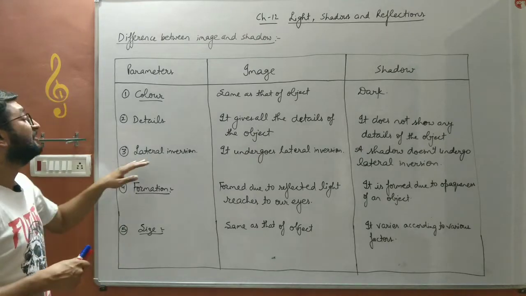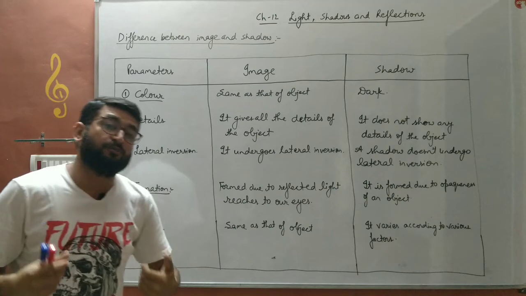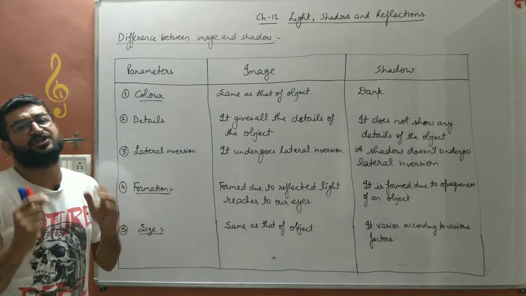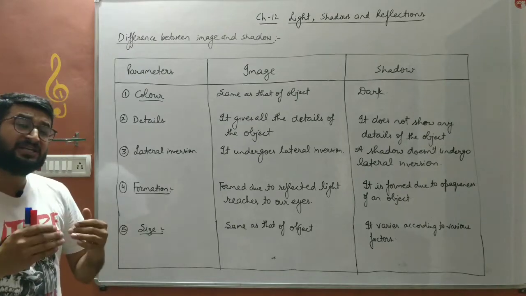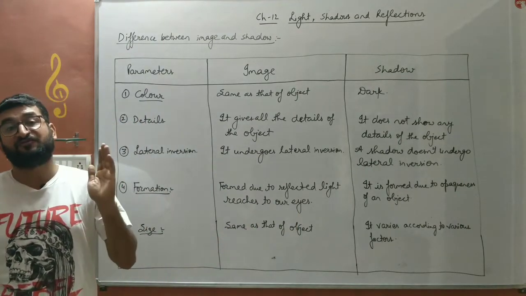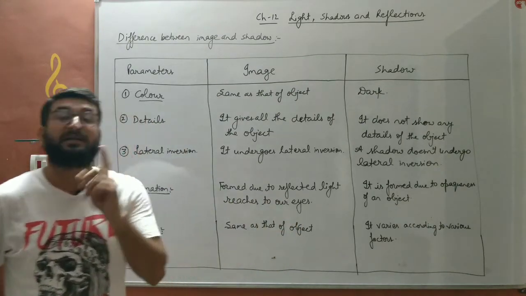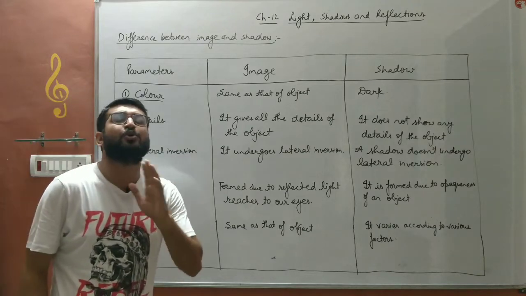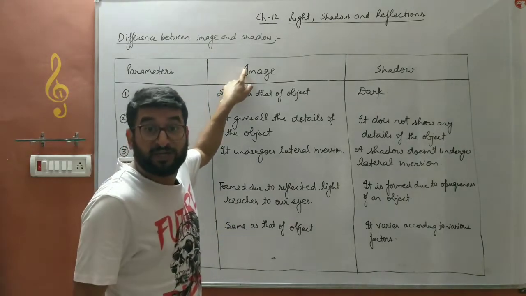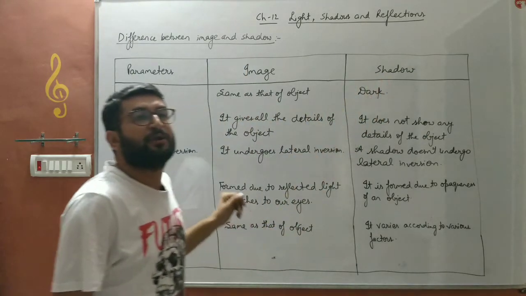Third is lateral inversion, the left-right reversal of an object and its mirror image. Image undergoes lateral inversion. In an image, the left of an object appears right and the right appears to be left. But in case of a shadow, there is no lateral inversion. So, lateral inversion occurs in the case of an image, but there is no lateral inversion in the case of a shadow.